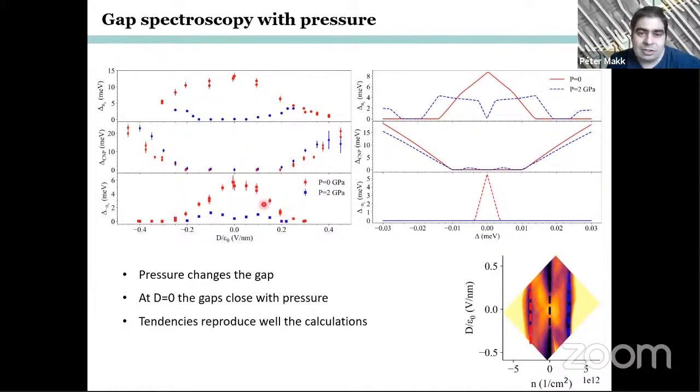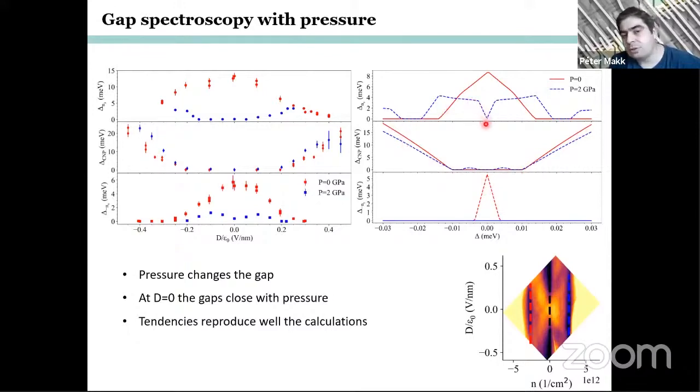It doesn't close exactly the same way as calculated in the theory. I can come back to this if you want. We have some ideas why it might deviate, but the tendencies are the same. How the single particle band gaps are opening up is also similar.